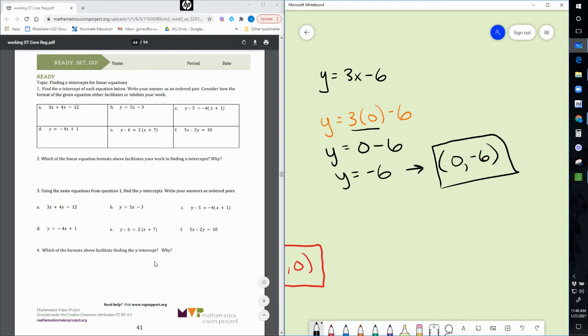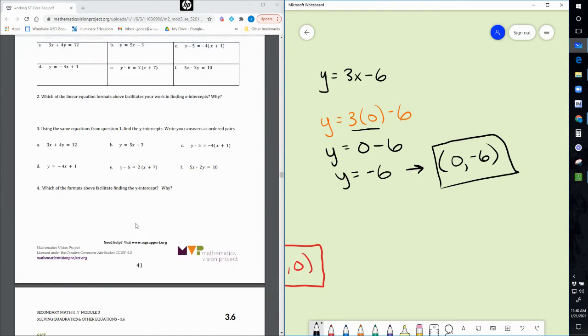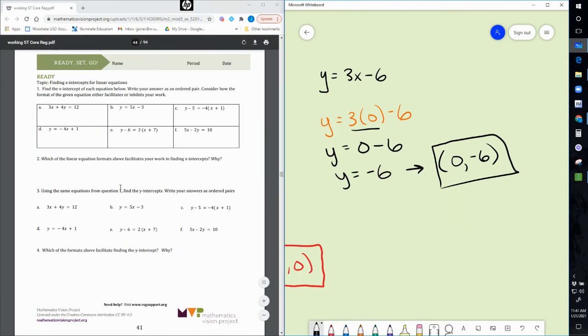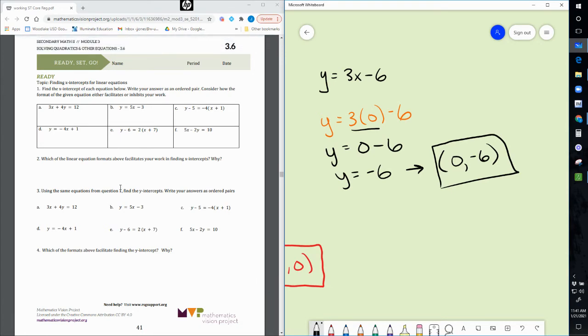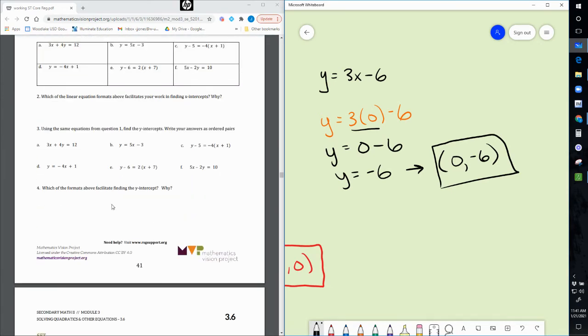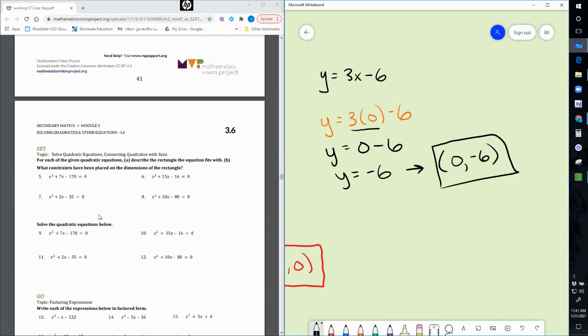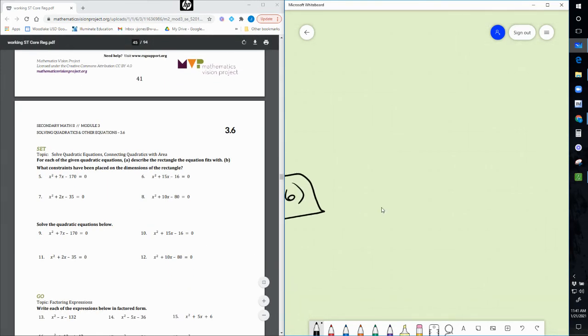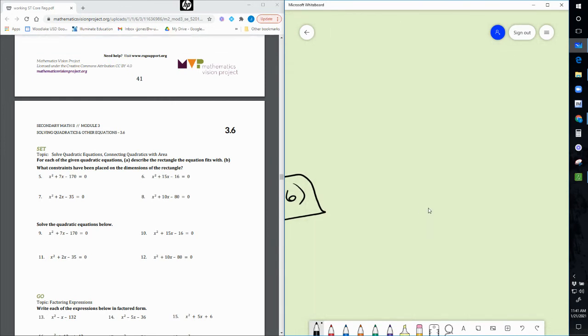And number 4, which of these formats above facilitates finding the y-intercept? So which one makes it the easiest? So you have 6 problems, and you have to find the x-intercepts, talk about it, y-intercepts, talk about it. And they're all linear, it looks like, so it shouldn't be too big of a deal. All right, now the set portion is going to get into more stuff that we've actually been doing in class. But we did the ready portion because it still is the same concept to plug in 0 for x or y, depending on what you're solving for.